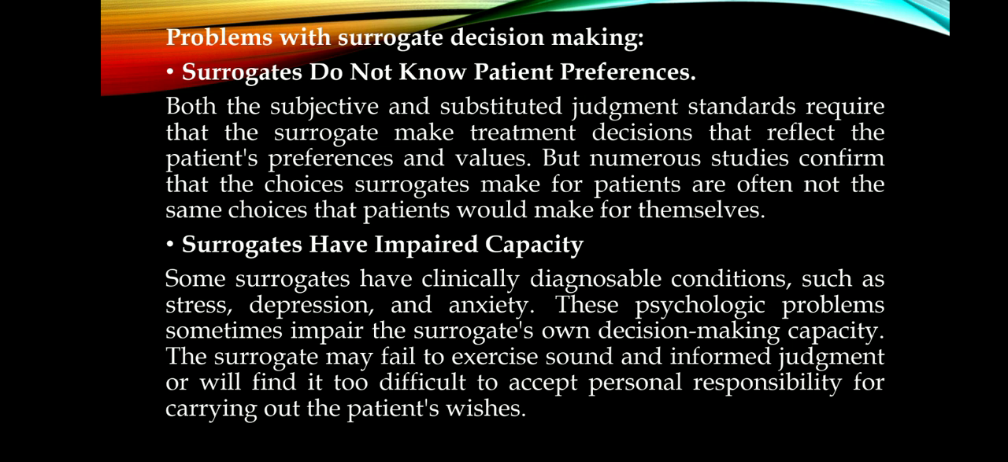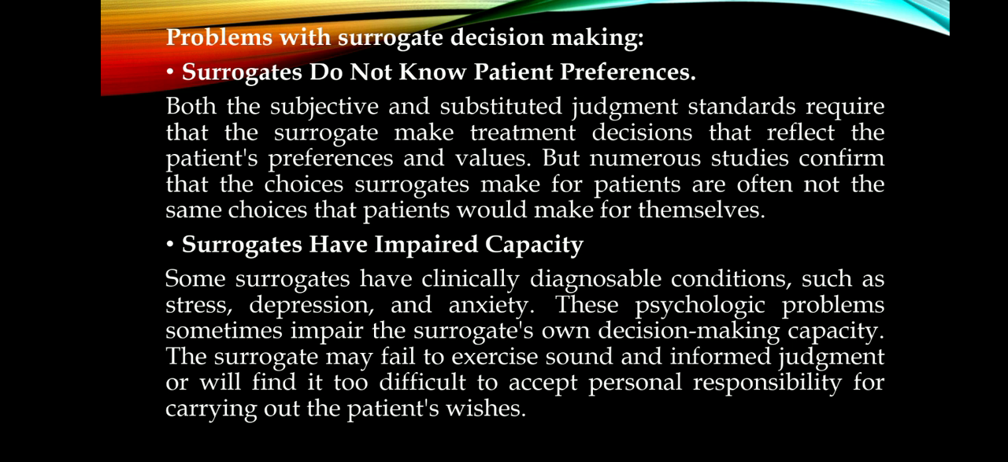Problems with surrogate decision making. Surrogates do not know patients' preferences. Both the substituted judgment and subjective standards require that the surrogates make treatment decisions that reflect the patient's preferences and values. But numerous studies confirm that the choices surrogates make for the patients are often not the same choices that the patient would have made for themselves.